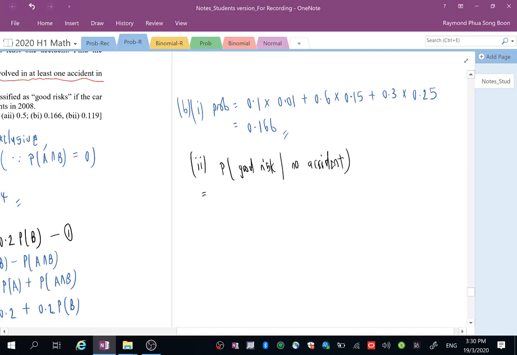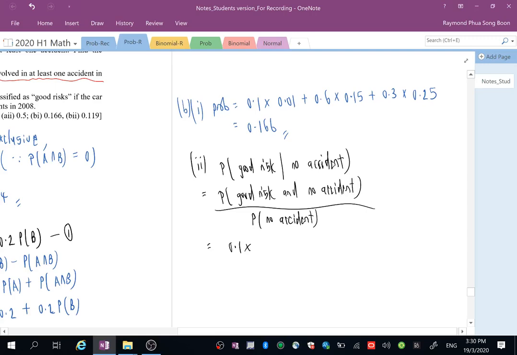So, we are asked to find probability that is classified as good risk given that there is no accident for that year. So, we can rewrite it using the formula for conditional probability, which is probability of good risk and no accident divided by probability of no accident. Okay, so probability that the car owner is classified as good risk would be 0.1.